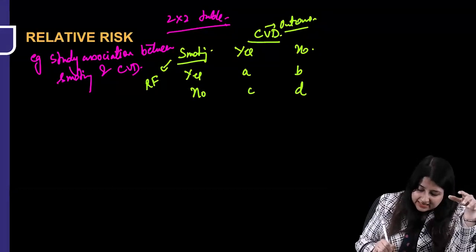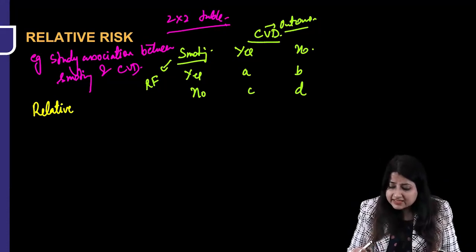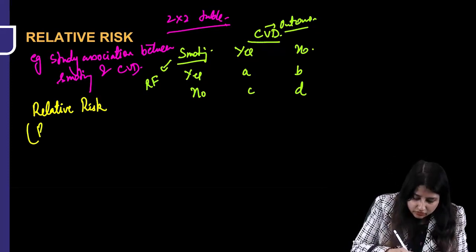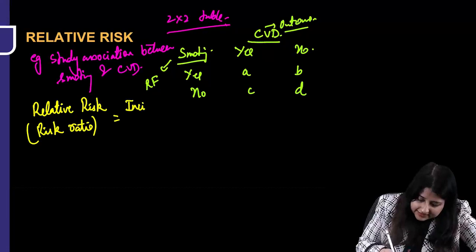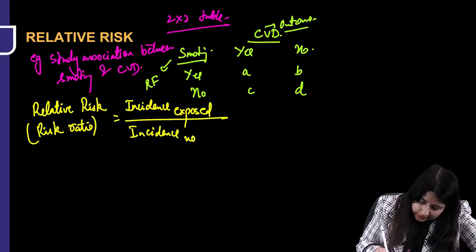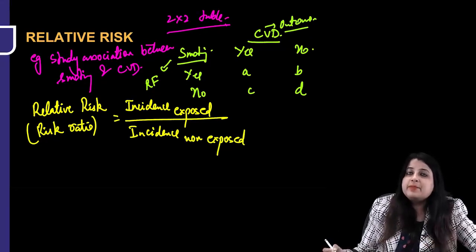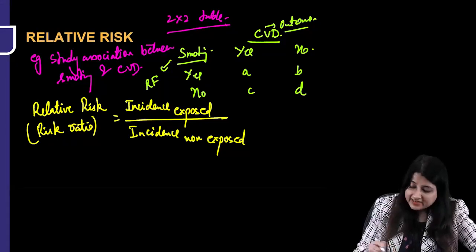Now what is relative risk? The other term for relative risk, guys, is risk ratio. Nowadays, instead of writing relative risk, they also write risk ratio. So what is the formula for this? What do you calculate in a cohort? Incidence, right? So this is incidence among exposed divided by incidence among non-exposed. A simple formula. It's a ratio, so the numerator cannot be a part of the denominator. So incidence among exposed divided by non-exposed.